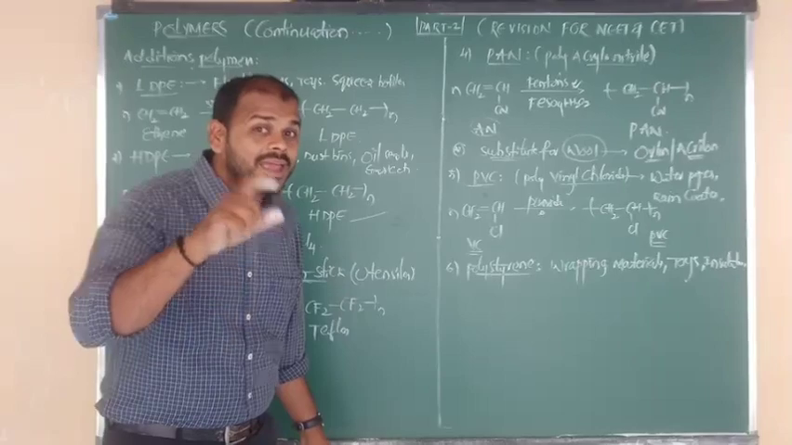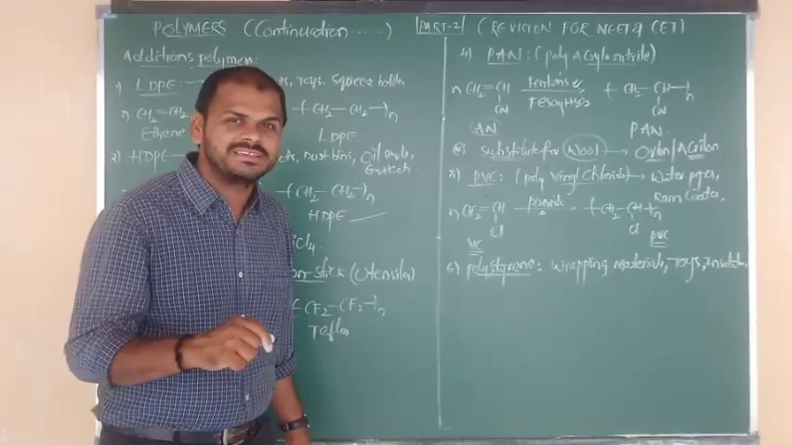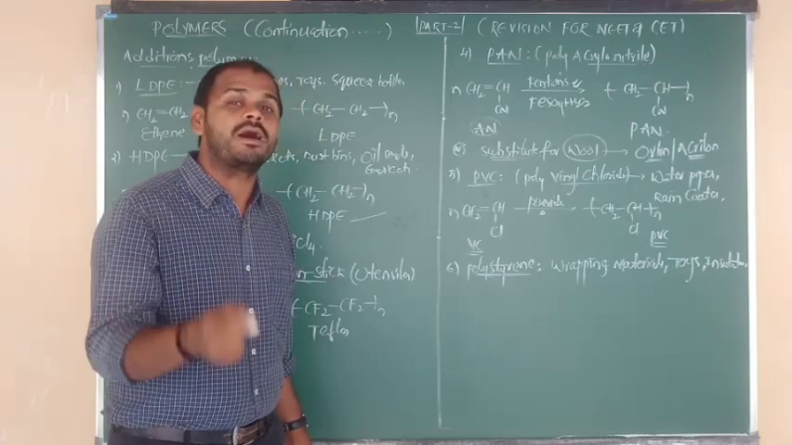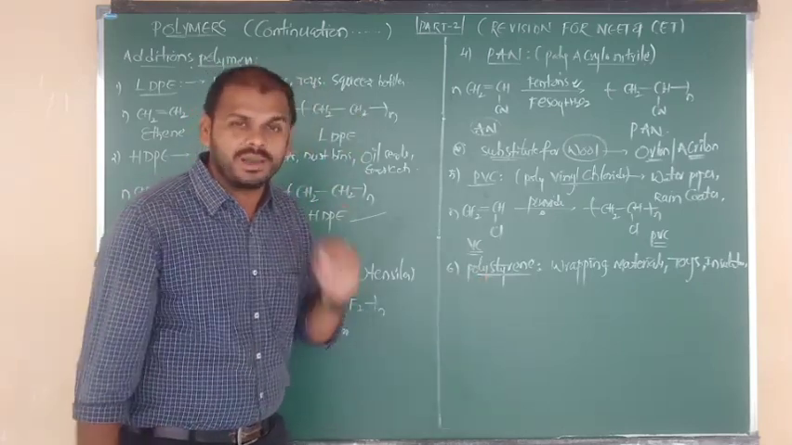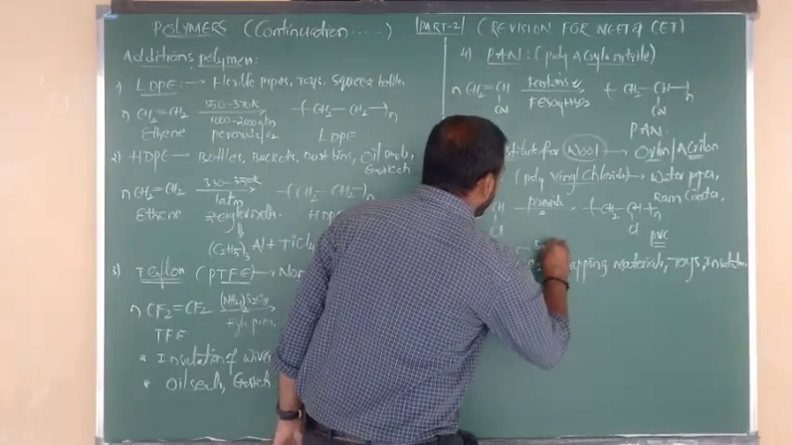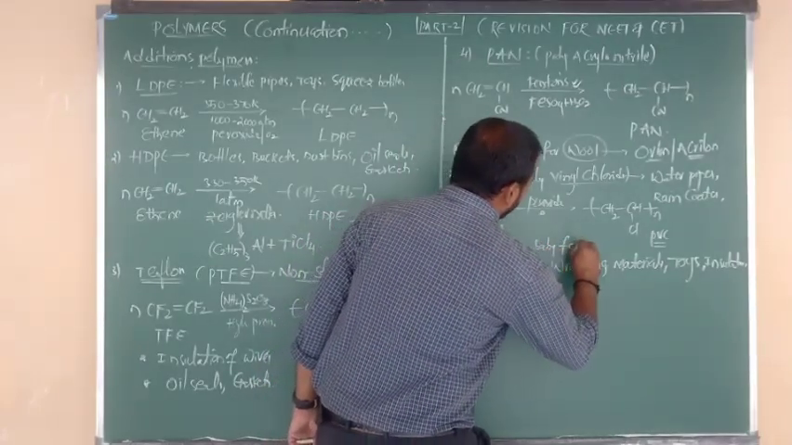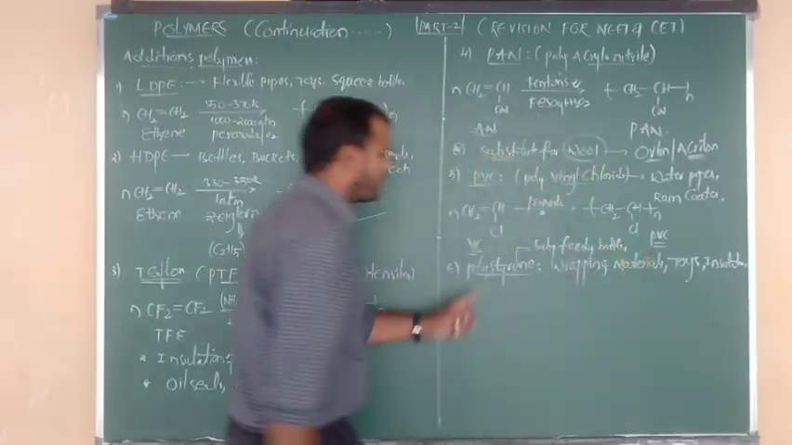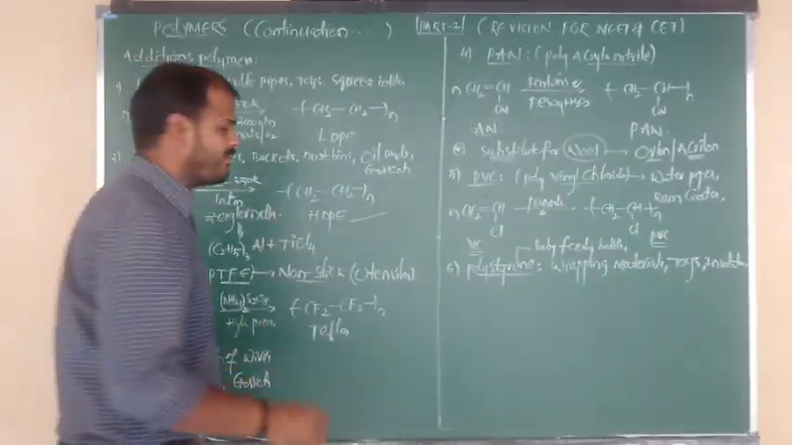Polystyrene. And once in the NEET exam a question was repeated, in the CET exam. Baby feeding bottles. Baby feeding bottles are made with which polymer? Polystyrene. So polystyrene is used in making baby feeding bottles. So baby feeding bottles are made with polystyrene. Try to be focused on that.